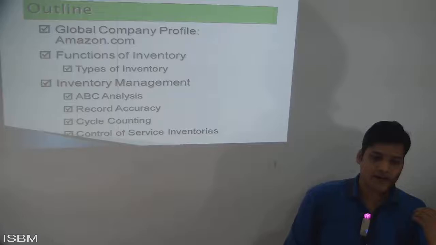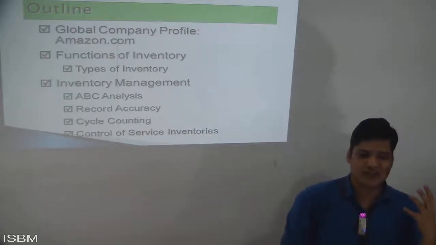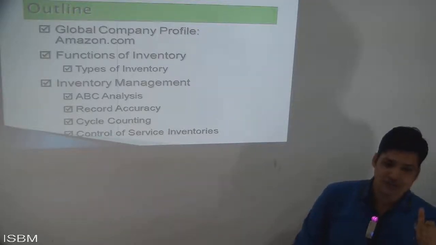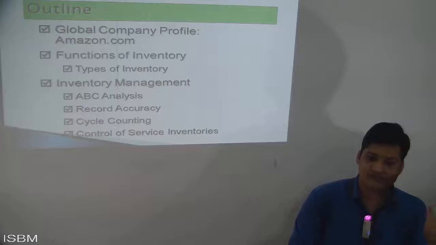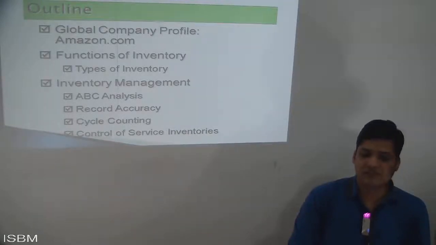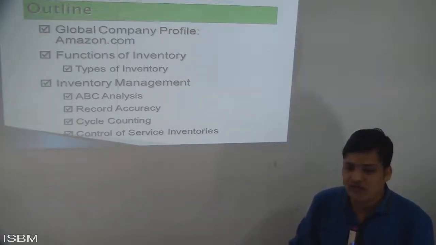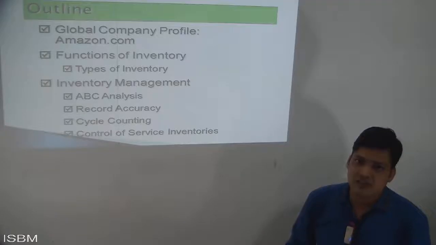Outline, what exactly is the outline? So global company profile, just like Amazon, they have a function of inventory. It's like types of inventory. So in inventory management, we will learn ABC analysis, record accuracy, cycle counting, control of service inventories, how to control those service inventories. So we will learn about Amazon.com.